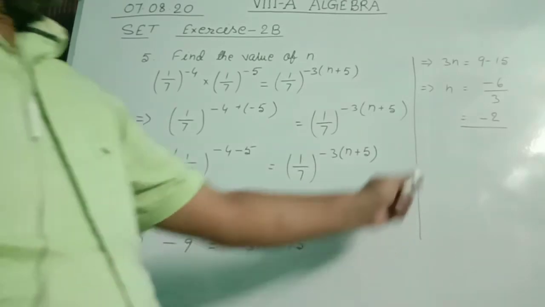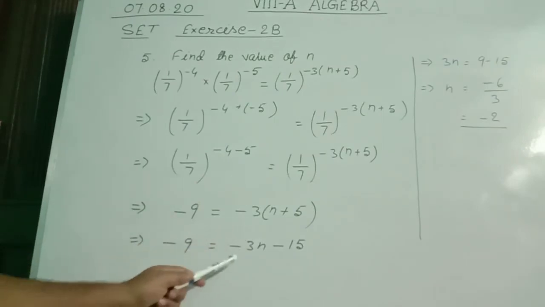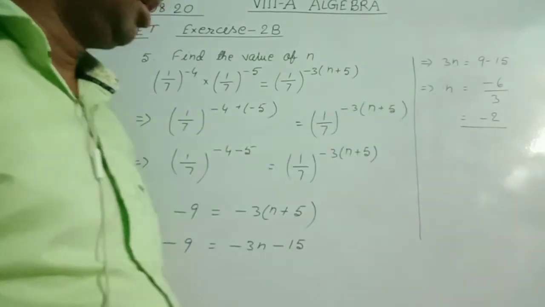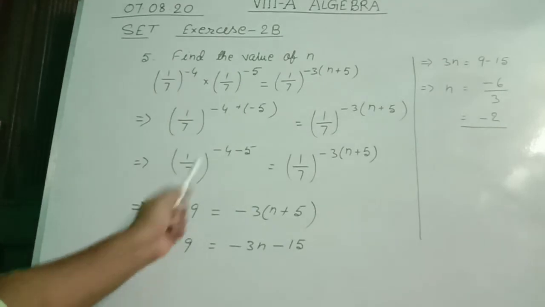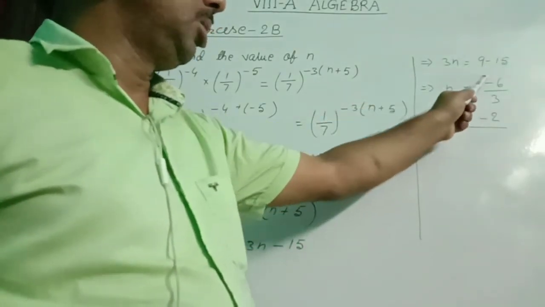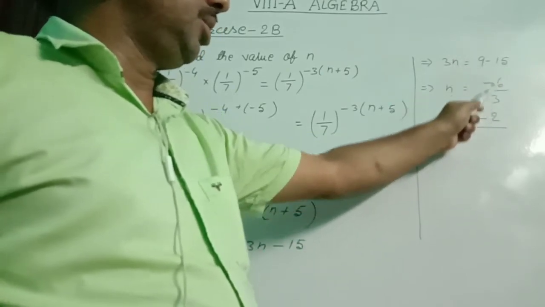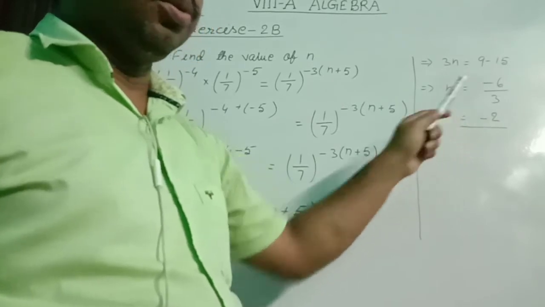I changed the side by the rule of transposition. -3n came this side, there it became plus 3n. -9 went that side and became plus 9 minus 15. n equals, this subtraction is -6 by 3. So the simplification became 3 twos are 6, n equals -2.